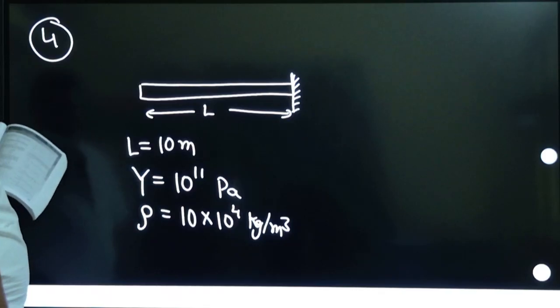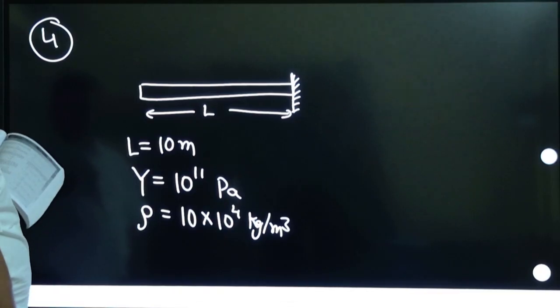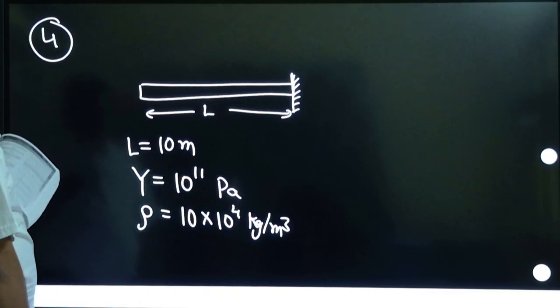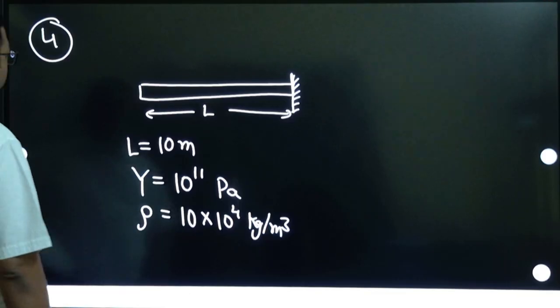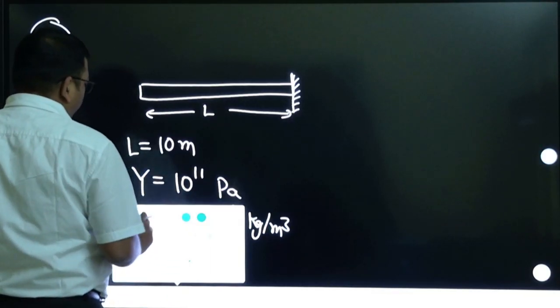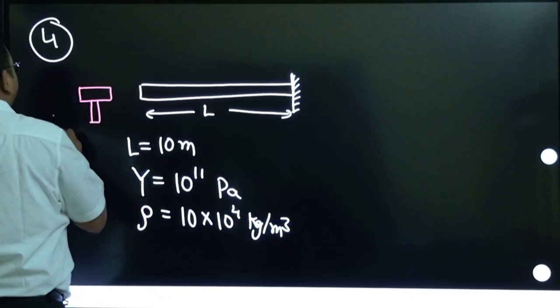It is hammered at one end. The longitudinal pulse goes to the right end, gets reflected and again returns to the left end. How much time does the pulse take to return back to the left end? So suppose you are producing a longitudinal wave here. So there is a hammer. This is a hammer.